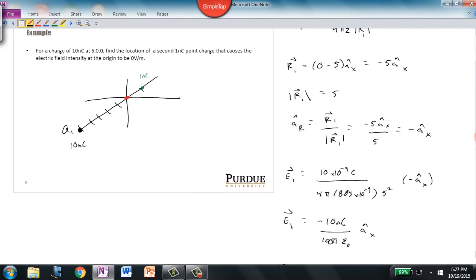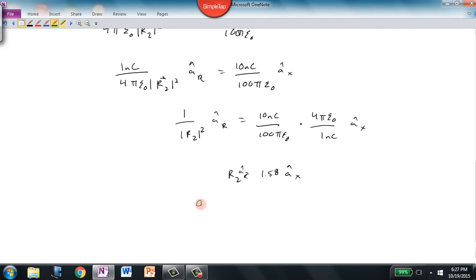So the solution to this is that we actually want to put this 1 nanocoulomb test charge 1.58 meters in the negative direction there. And then the two charges will cancel one another out. And so the final answer is Q2 is located at minus 1.58 in the x direction, 0 in the y direction, and 0 in the z direction.